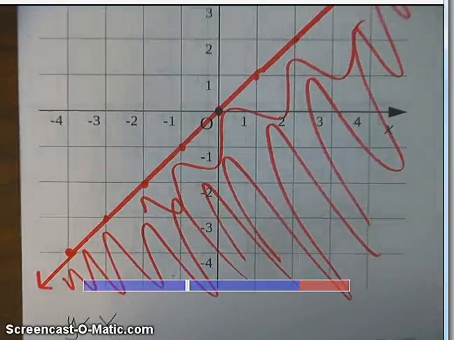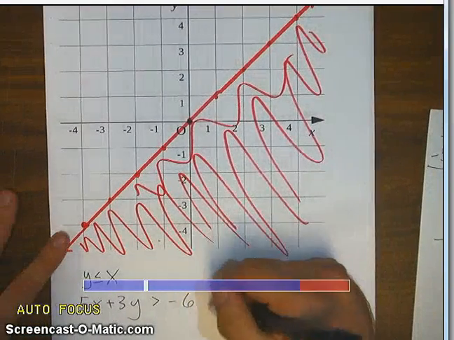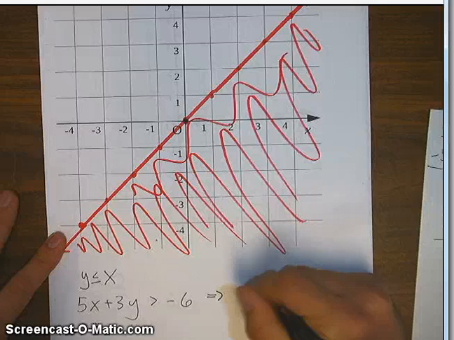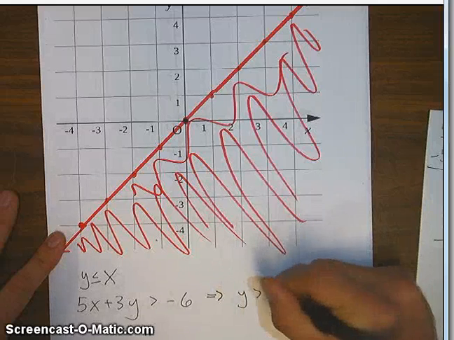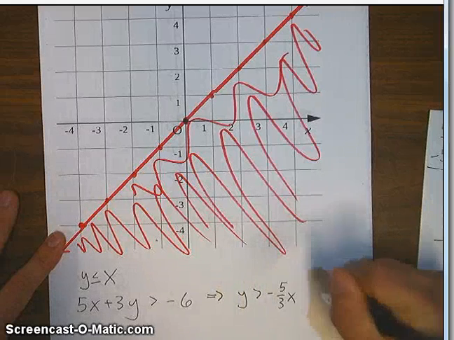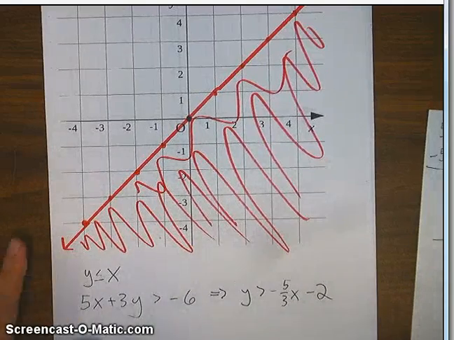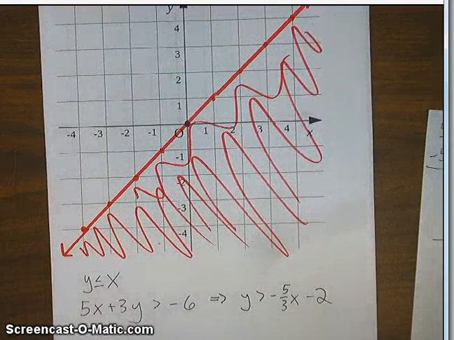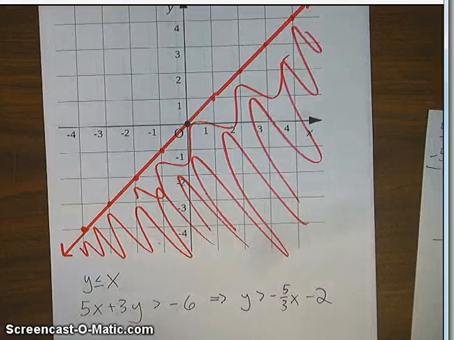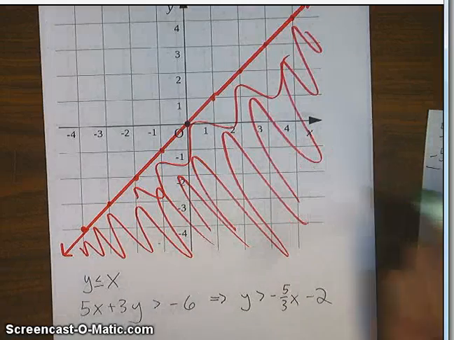I'm going to go ahead and come back over here. I'm going to zoom out. And I'm just going to rewrite this equation as y is greater than negative 5 over 3x minus 2. That's what I just found. So I'm going to use a different color here. I'm going to use a green marker.